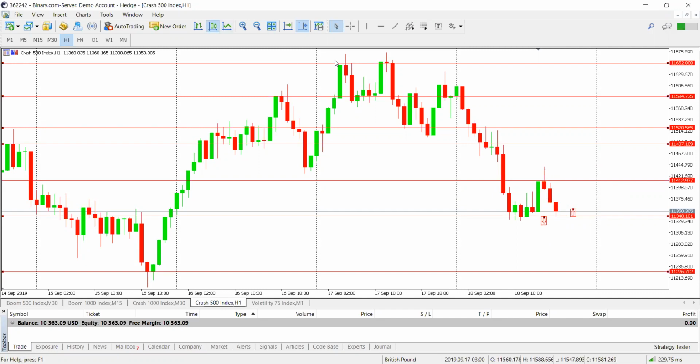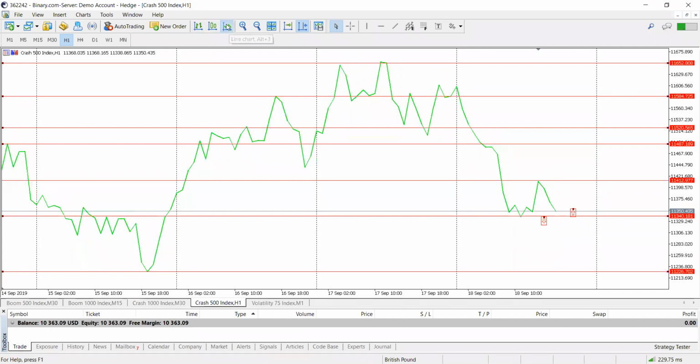Let me show you here. You see this line here? I want to show you something. You see that in the line charts, the wicks are not accounted for. In the line charts, they account for the actual close and open of the price, okay? So the price closed here below the support. That's why we are having that candle talk to us.